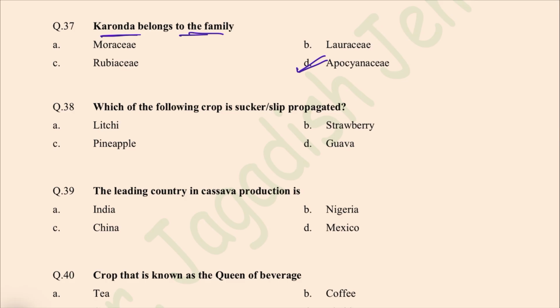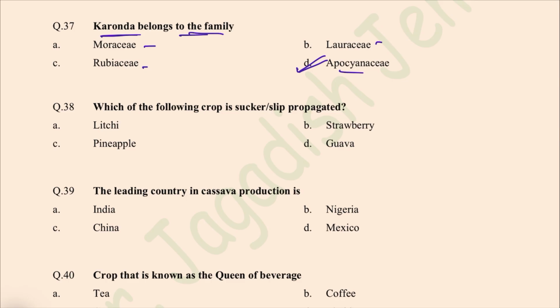It is a hardy indigenous shrubby fruit crop. It is known for its high iron content when dried. It belongs to family Apocynaceae, the dogbane family, which also includes decorative plants like oleander. Moraceae family crops like fig and mulberry belong to Moraceae family. Then Lauraceae family, avocado, cinnamon. Rubiaceae family, the coffee. Apocynaceae is the correct answer for Coronda.